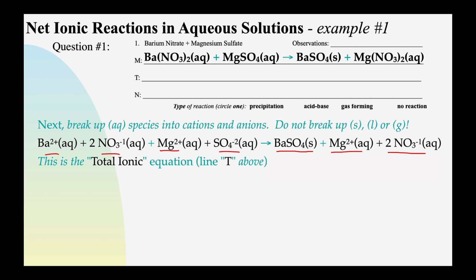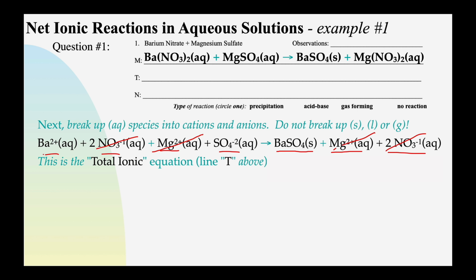Now, the reason we do want to break up the ions is we're looking for the spectators. And if you have the T line written out, it's super easy. If you have a species on both the left and the right, it's going to be a spectator. So absolutely, magnesium 2+ is on both sides. And you can also probably see that the nitrates are also on both sides. So this equation has two spectator ions. Both nitrate and the magnesium ion are spectator ions. They are not participating in the chemistry.